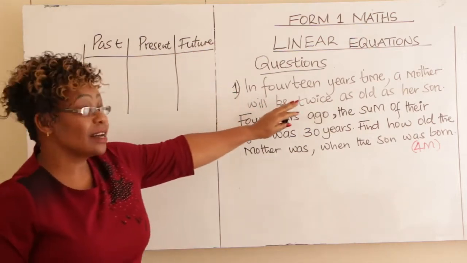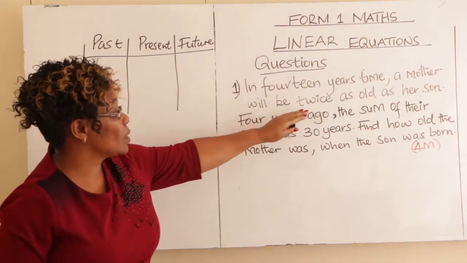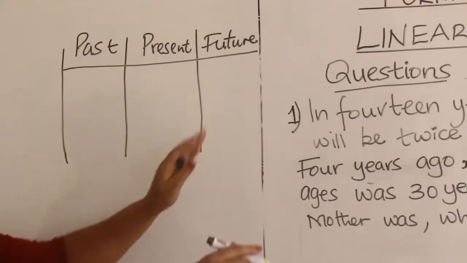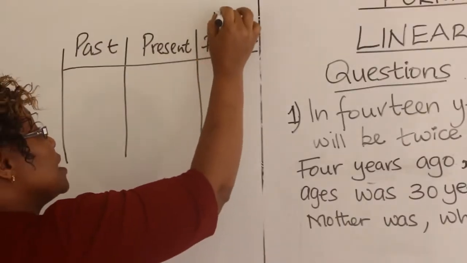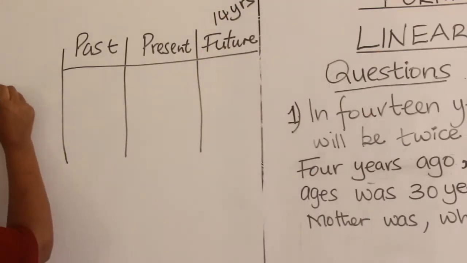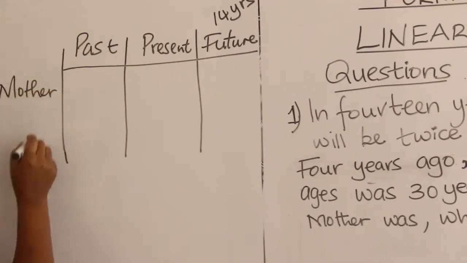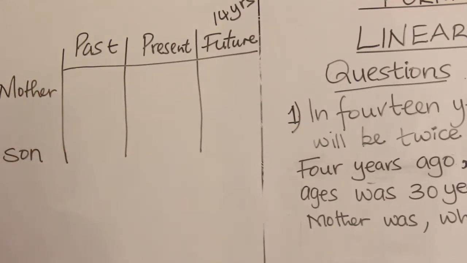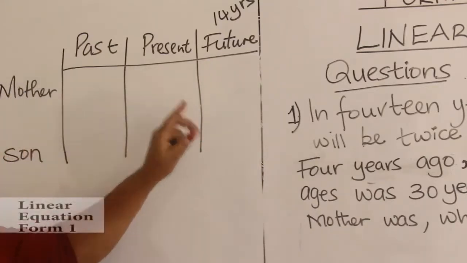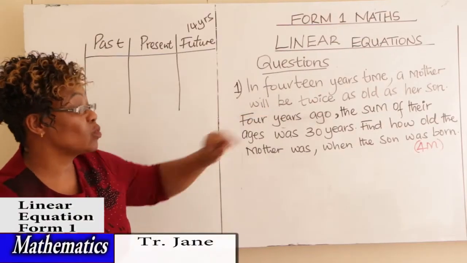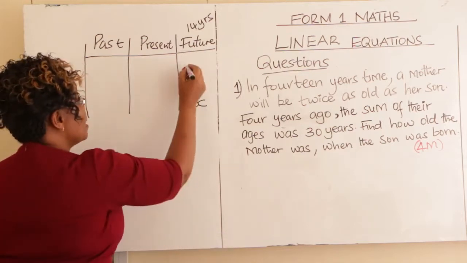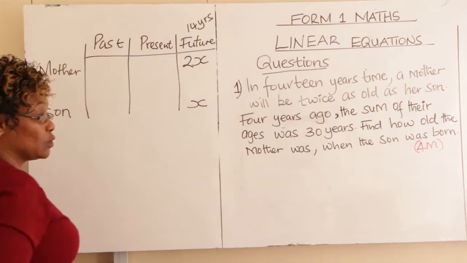So in 14 years' time, a mother will be twice as old as her son. You come to this because that one is talking about the future. You write here 14 years' time, the mother, and here you write the son. So if the son will be X years, the mother will be 2X.